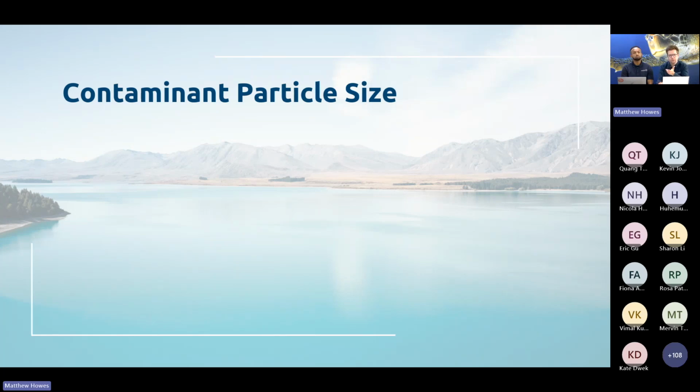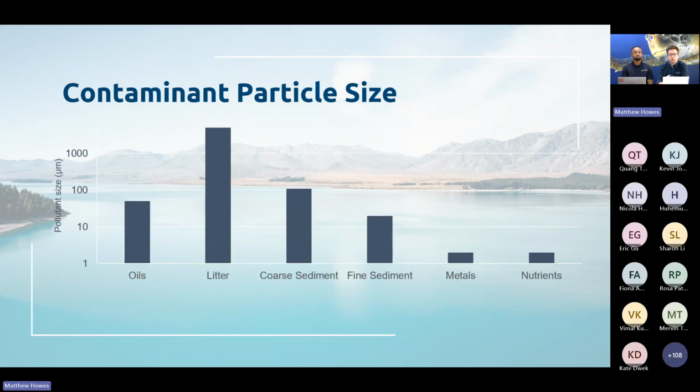And broadly speaking, we think about it in relation to the particle size of the contaminant. So oils and hydrocarbons sit slightly differently, but litter and trash is generally greater than 5 millimeters. Coarse sediment has a range of different sizes, but generally speaking, coarse sediment is anything that's 110 microns and up. So that's 0.1 millimeters and greater.